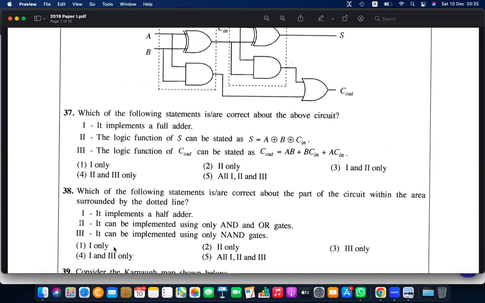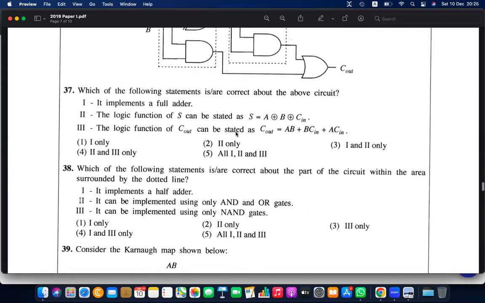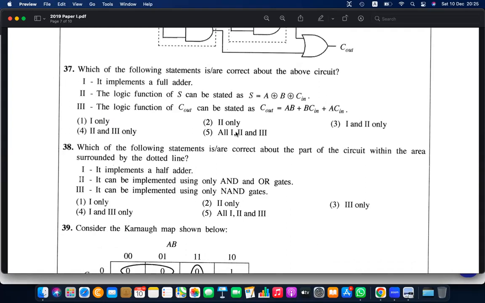So only one is the correct answer. It is answer number 1. Sorry, 37. For 37, it is answer number 1.